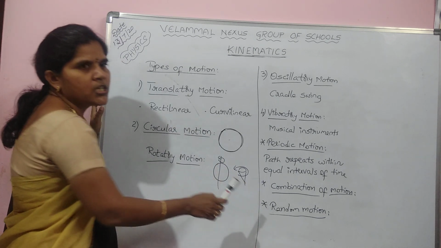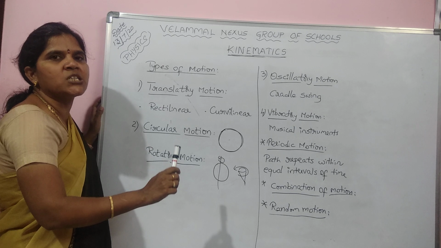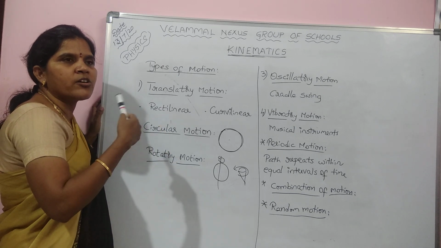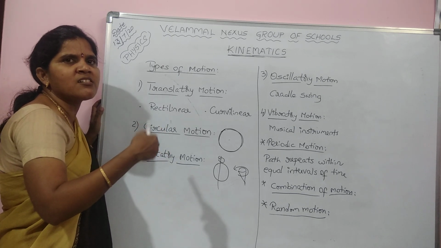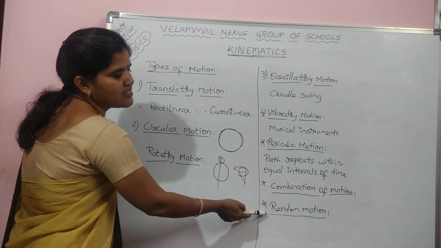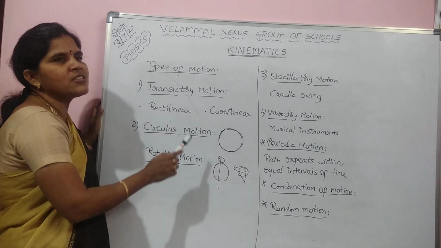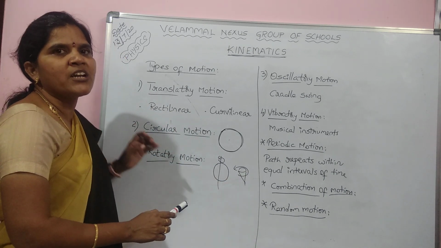Next, random motion. No particular motion will be executed here, children. So you cannot identify it. Randomly it will be continuously changing its type of motion, and hence it is a random motion. Children, with this we have completed our concept 1 of kinematics.